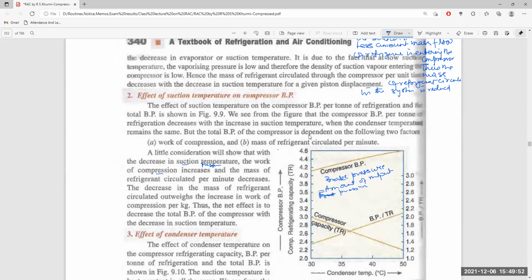The mass of refrigerant circulated throughout the unit decreases. The decrease in the mass of refrigerant circulated outweighs the increase in the work of compression per kg. So the net effect is on the total brake power, the total power input to the compressor, with the decrease in suction pressure. Compressor capacity per ton is reducing, brake power per ton is increasing, and as a whole, compressor brake power is going up.